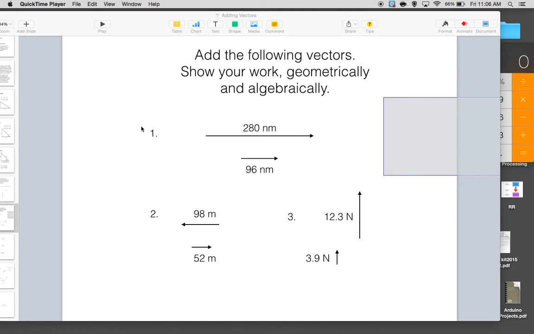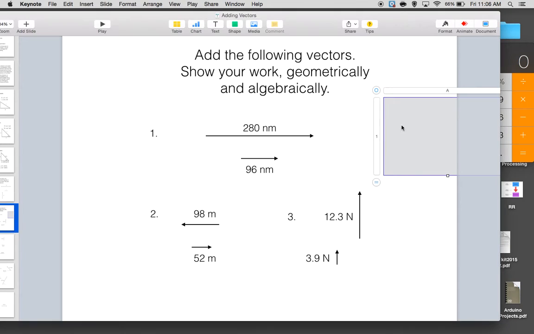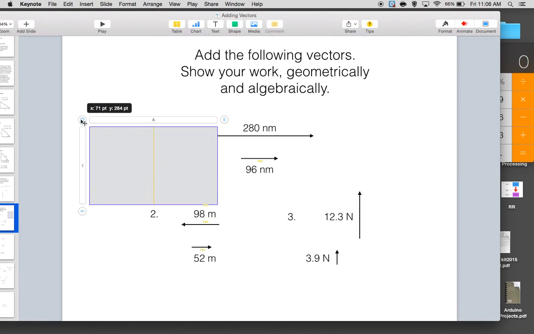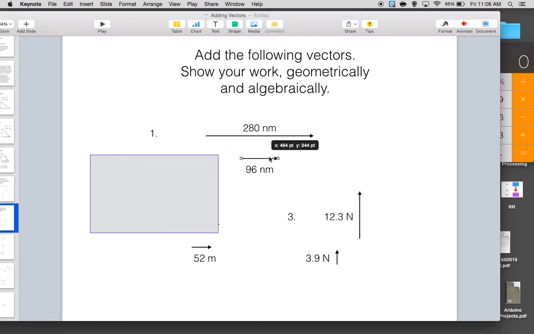What's up? This is Ryan Massey at MRH High School, and today we're going to add some vectors. When vectors are parallel, we get to use simple arithmetic. So in this particular case, with number 1, we place our vectors tip to tail.